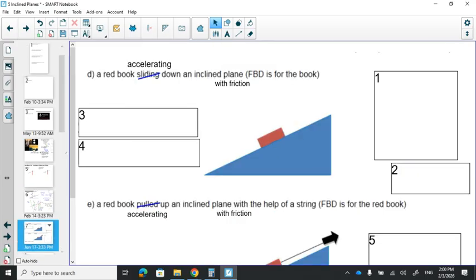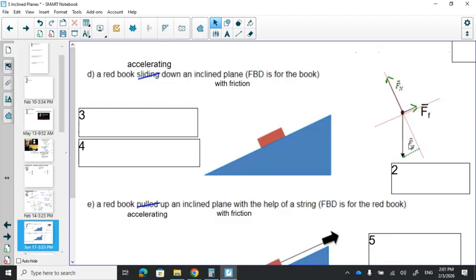Okay. So let's start at it here. We have a red block sliding or accelerating down an inclined plane with friction. So we're gradually going to work towards having friction in this at this point. And for this lesson, friction is just given to you as a value. Okay. So the free body diagram for this one, there's an extra force involved.